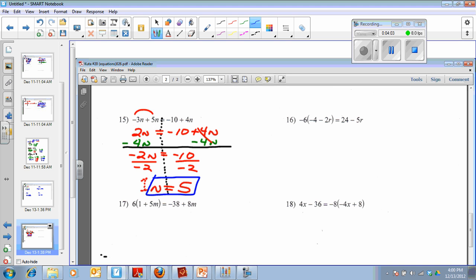When we look at problem number 16, I notice that even if I draw my line and write down the equal sign, I'm thinking that over here on the left-hand side, I can use the distributive property to simplify some things. So I'm going to do that first. Multiply that negative 6 through the parentheses. So a negative 6 times a negative 4 is a positive 24. A negative 6 times a negative 2r becomes a positive 12r. And then that's going to equal, and on this side I have 24 minus 5r.